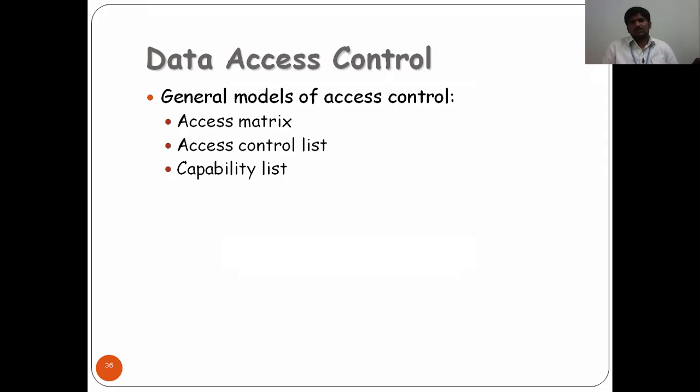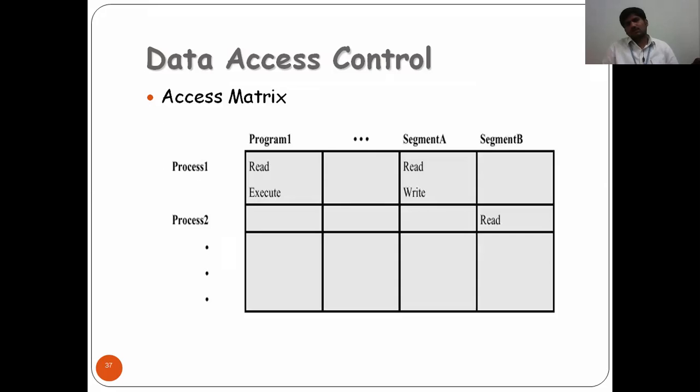So the general models of access control are access matrix, access control list, and capability list. These are three types of controls. If you see the access matrix, it is like rows and columns. Column-wise, we have program one, program two, and so on, and segment A, segment B, and row-wise the process one and process two. For example, process one can read and execute the program, and with segment A, it can read and write. Process two can only read segment B.